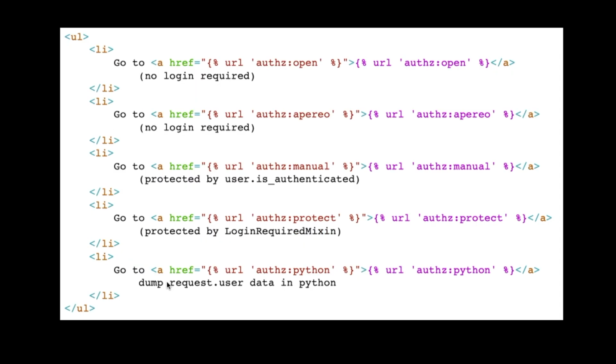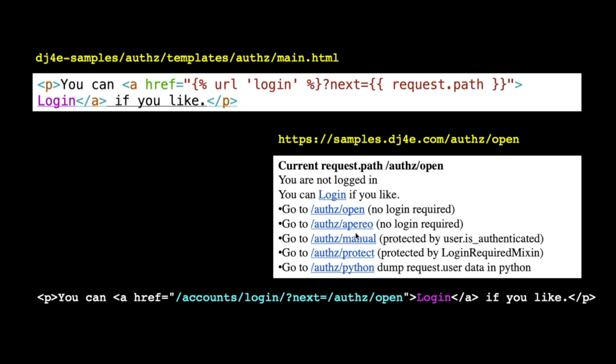So that's a good pattern to know, to just say log in and come back to this current path when you're all done. And here's just a bunch of connections to this thing, all my links. I have some no login required pages just to play around, and then I have one that's protected by hand in Python, and then one that's required by a login mixin, and then I dump all that data, and I think I showed you that one already.